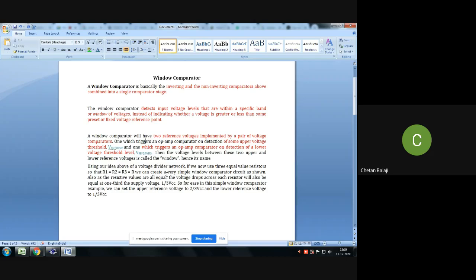If the input voltage is less than V reference lower, output is 0. If the input is greater than V reference upper, output is 0. If the input is in between V reference lower and V reference upper, output will be high. Done. Our job is done.